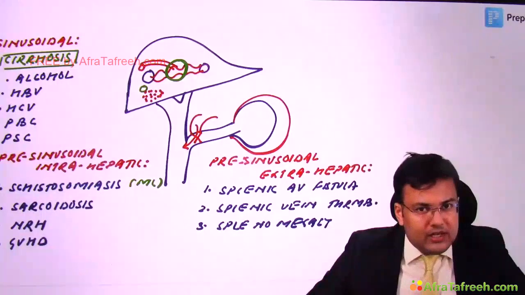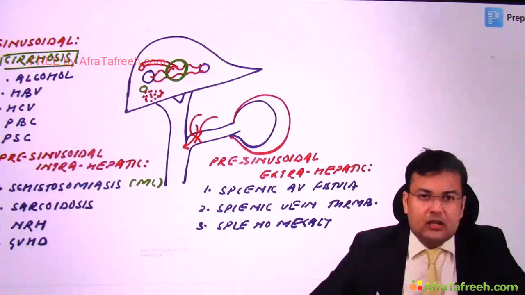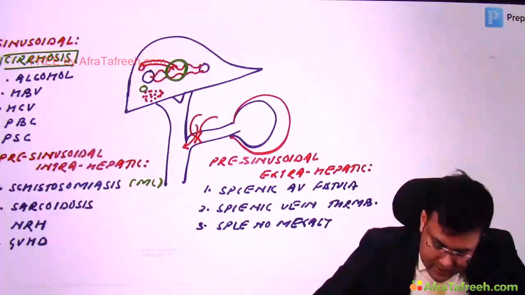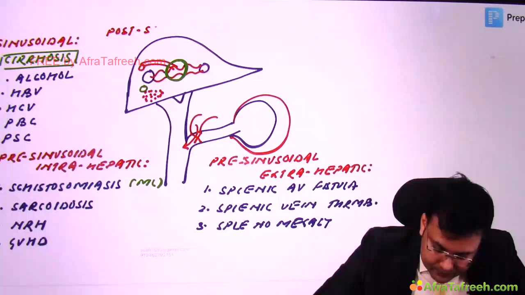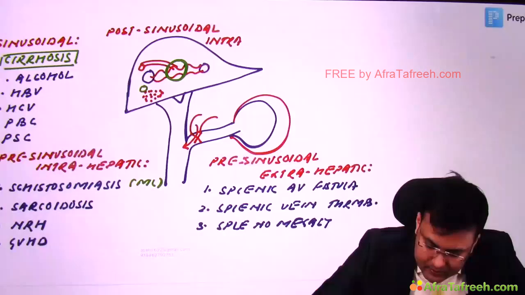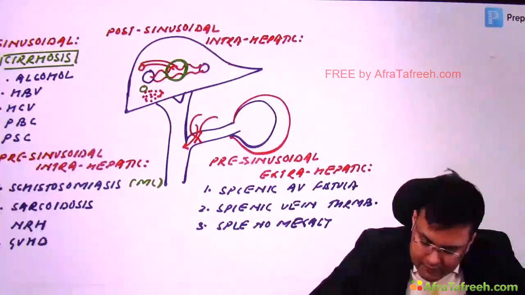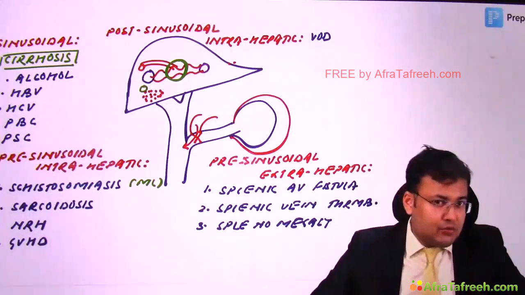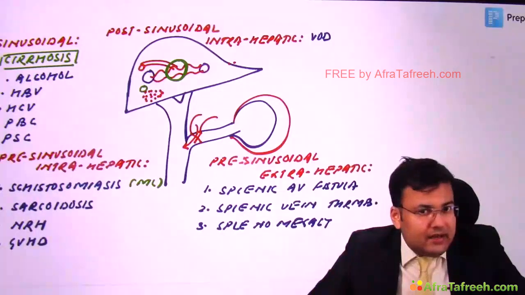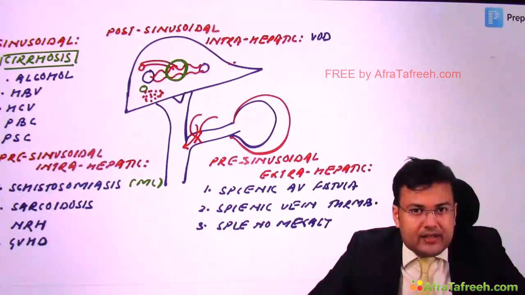Now, post-sinusoidal intrahepatic cause is a single cause, and that is VOD, veno-occlusive disease, right? So post-sinusoidal, intrahepatic, and that is a single cause, veno-occlusive disease, right? And if you are talking about post-sinusoidal extrahepatic, what does that include? Budd-Chiari syndrome, right-sided heart failure, IVC obstruction, and constrictive pericarditis.